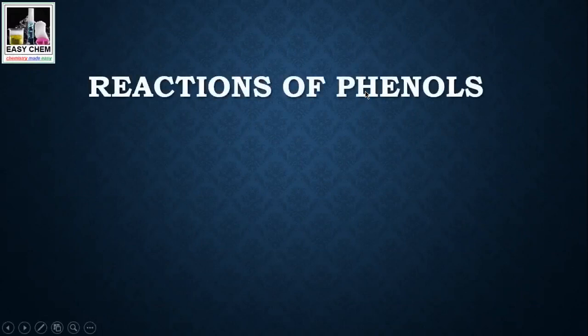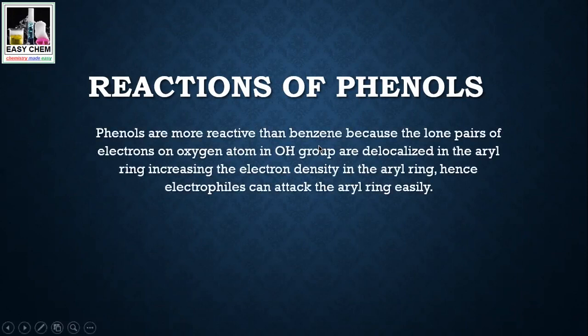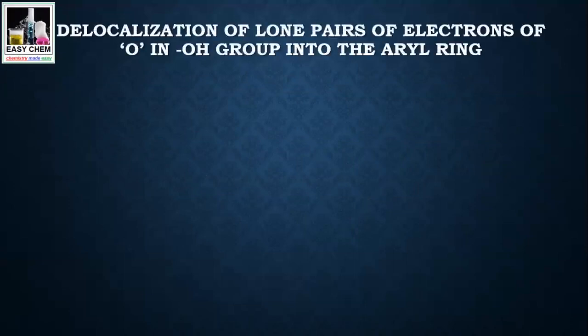In this video, I'm trying to explain to you some reactions of phenols. Phenols are more reactive than benzene because the electron density in the aryl ring in phenol is higher than in benzene. Therefore, electrophiles can be attracted towards the aryl ring in phenol much easier than benzene. Now this higher electron density comes to the phenol molecule because there's a delocalization of lone pairs of electrons happening from the oxygen atom in OH into the aryl ring.